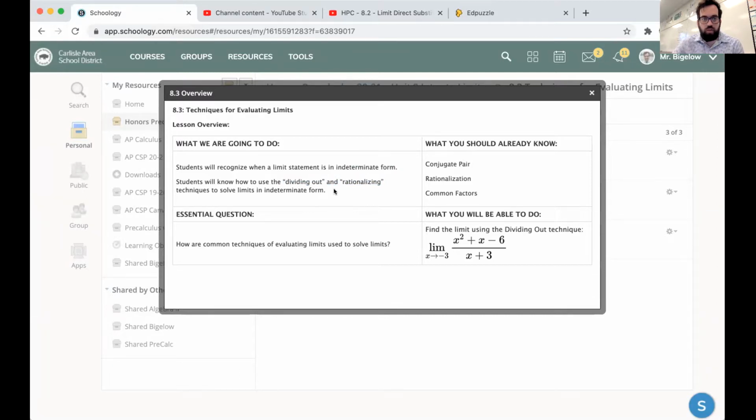So we're going to learn two different methods to solve limits today. You already know about the idea of a conjugate pair, rationalization, like if a square root is in the denominator, and the idea of common factors that'll come up today. And here's an example of a limit that we'll be able to solve. So just to give you a preview, we're going to look for a way to factor the numerator here so that we can find a common factor to cancel. So with that being said, let's head over to the notes.